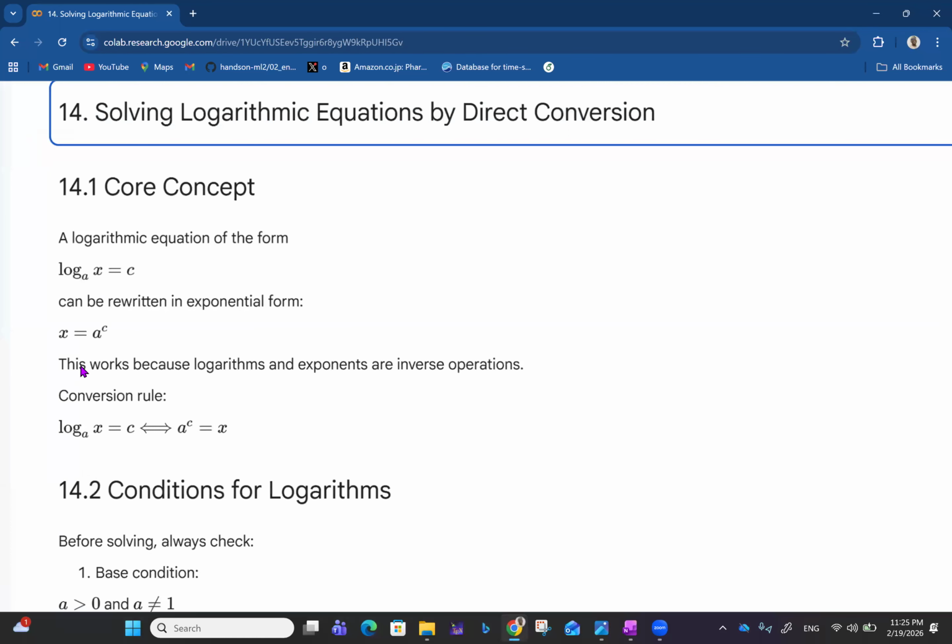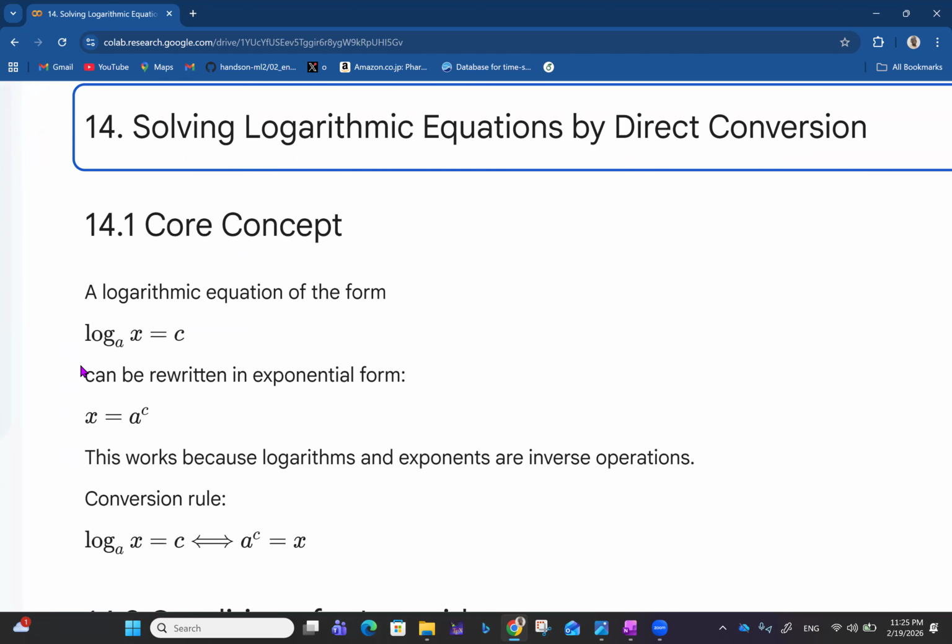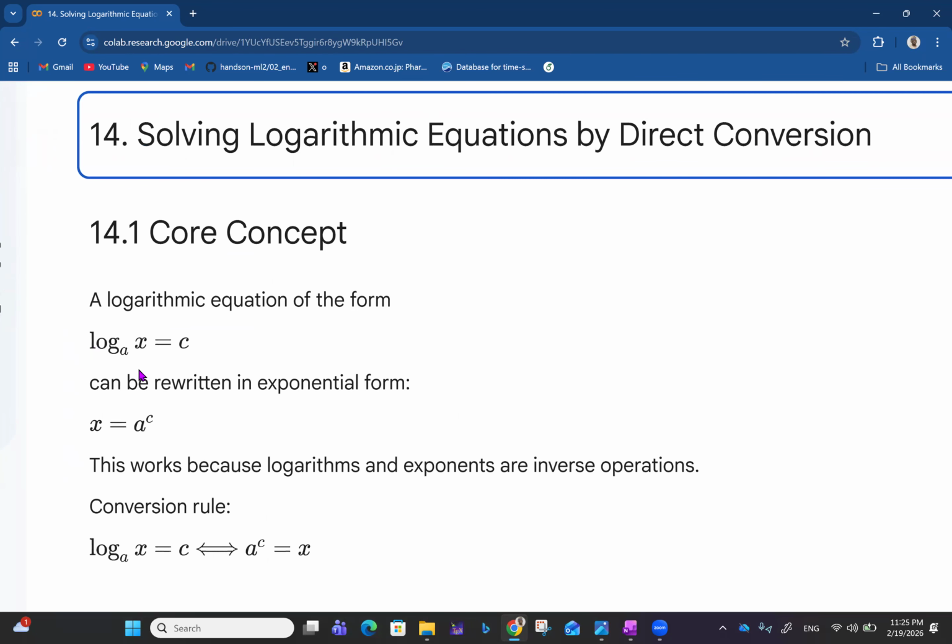Okay, so the core concept here is that we have a logarithmic equation of the form log x to base a equals c, and it can be written in the exponential form x equals a raised to the power c. So the base takes the exponent on its head, and that gives us x. We've seen that in how to convert between exponential expressions and logarithmic expressions. So this works because logarithms and exponents are inverse operations.